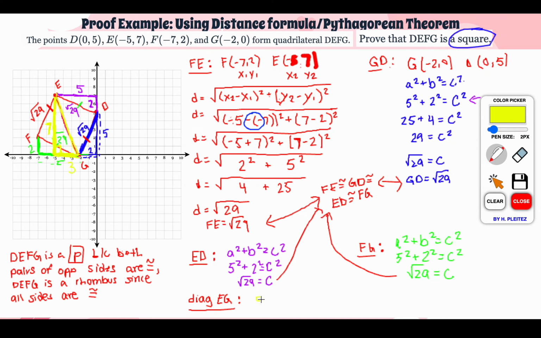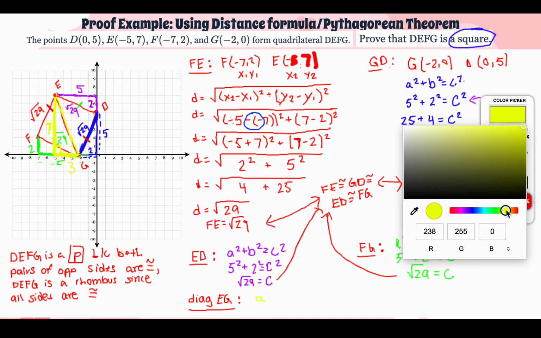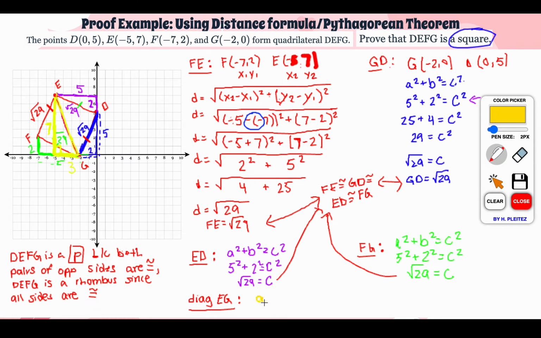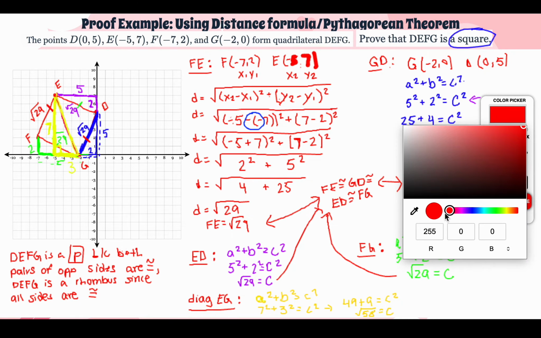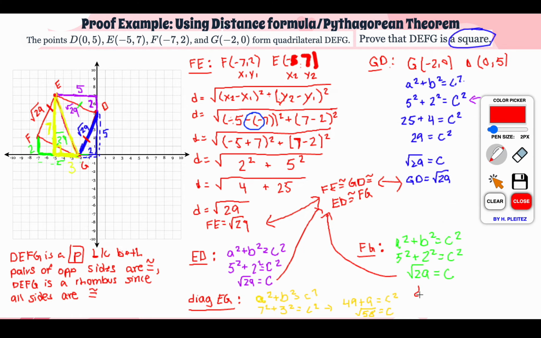So now I'm going to do this in a darker yellow. A squared plus b squared equals c squared. We're going to get 7 squared plus 3 squared equals c squared. And then I'm running out of room here. We're going to get 49 plus 9 equals c squared. And then when we simplify, that's going to give us radical 58 is equal to c. So that's the length of diagonal EG. And then we're going to need the length of diagonal FD as well. So we need diagonal FD.